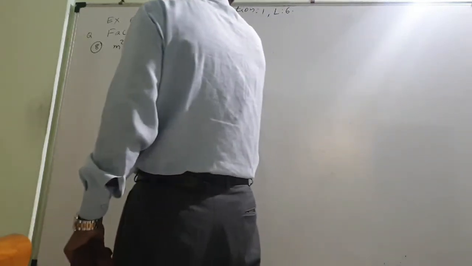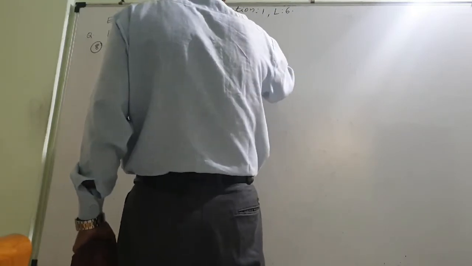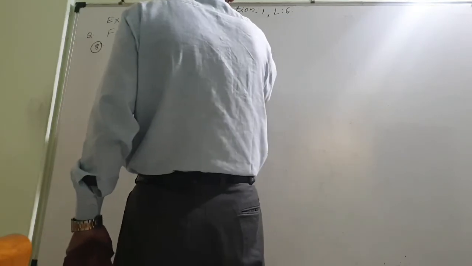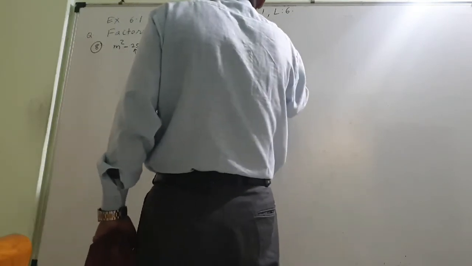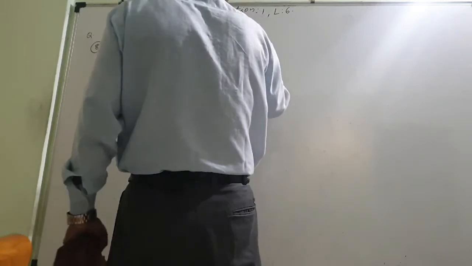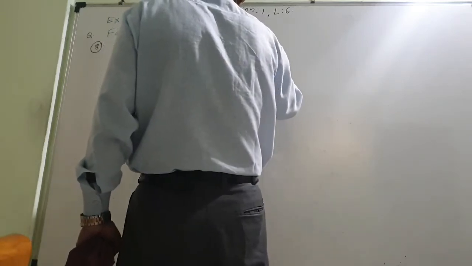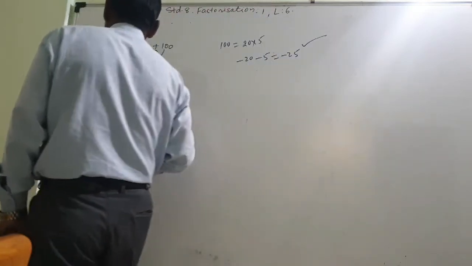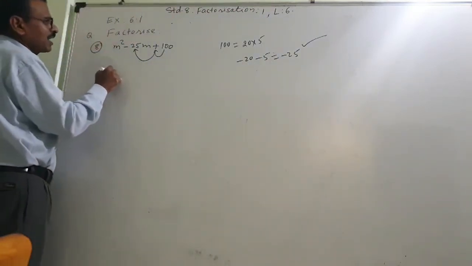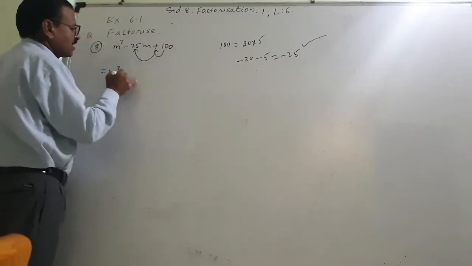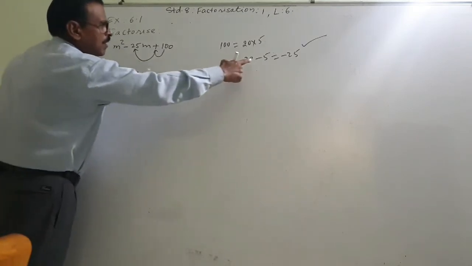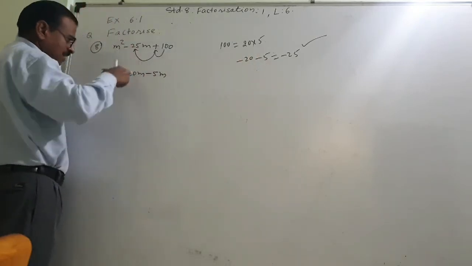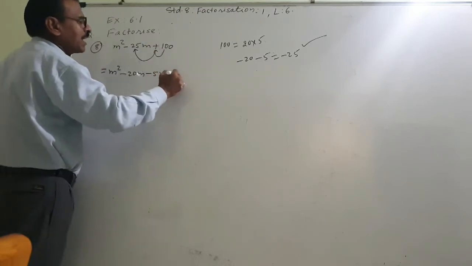So this 100 means what? So I can write 20 into 5. That is 100. Addition will be minus 25. So minus 20 and minus 5 is equal to minus 25. So this is over. So this is equal to m square minus 20m minus 5m. This is minus 25 plus 100.